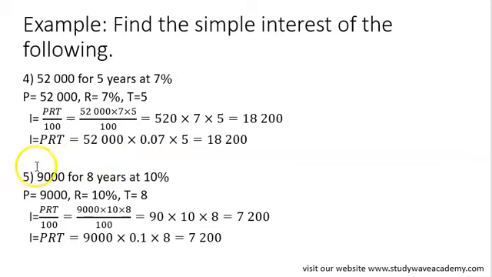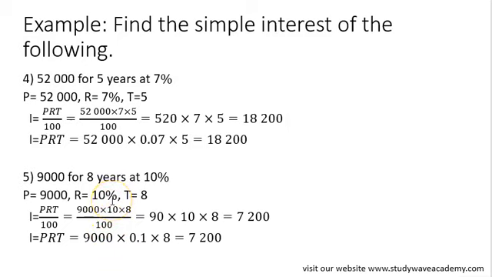Now we will move over to our last example, number 5. We have 9,000 for 8 years at 10%. We first of all write out our numbers and what they represent. Okay, we have P equals 9,000, R equals 10%, and T equals 8. So this is the first formula. I equals PRT over 100 equals, we input our numbers, 9,000 for P times 10 for the rate times 8 over 100, the percentage.